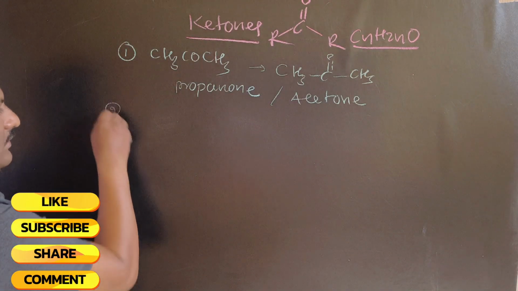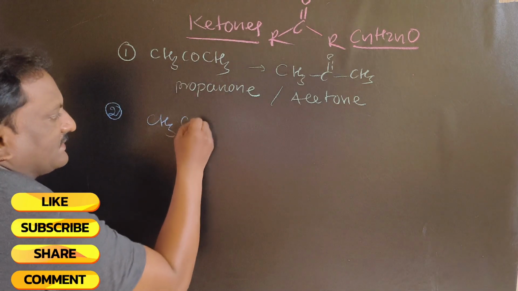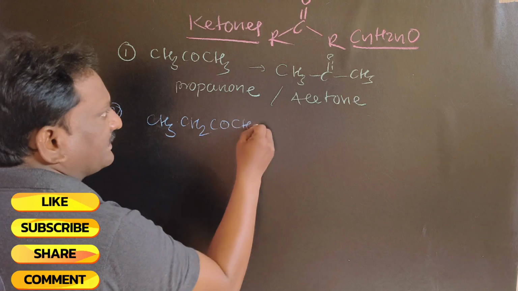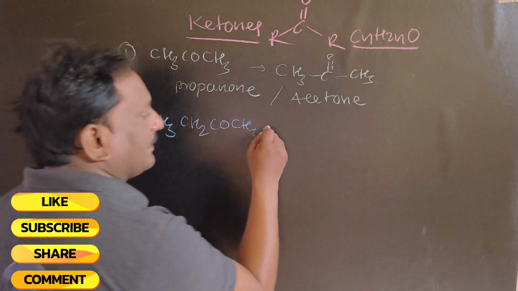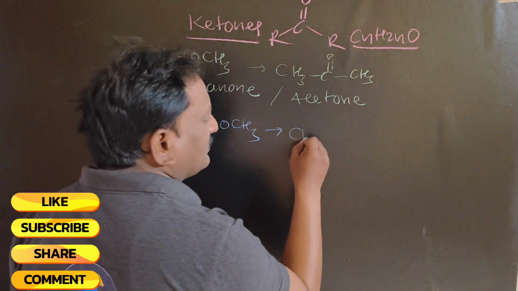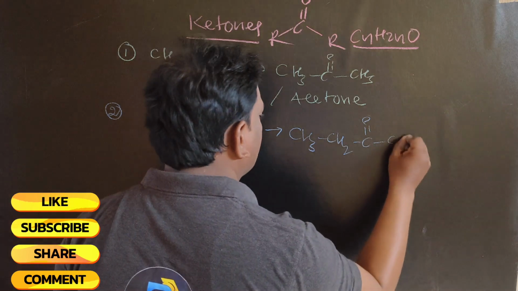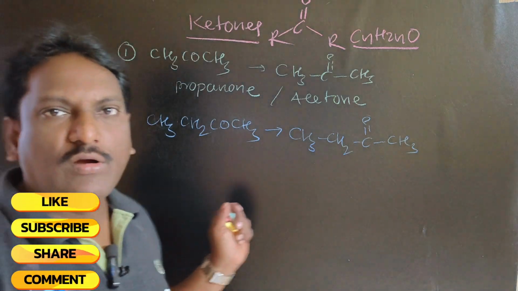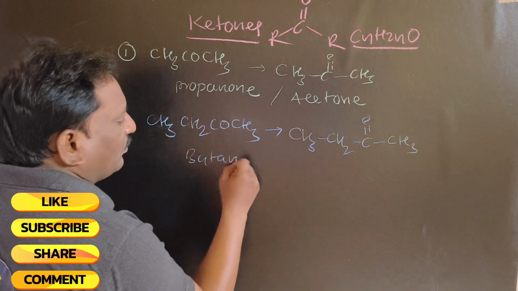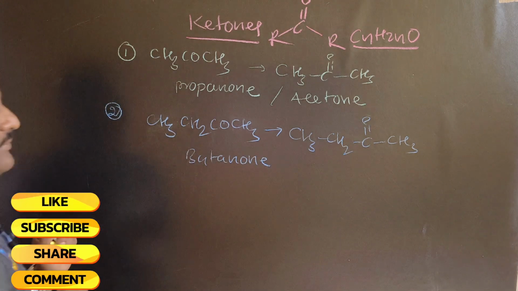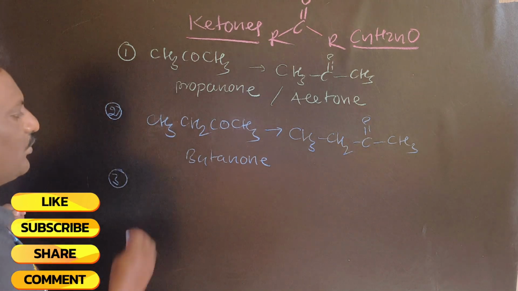Next one. Add CH2 to this one: CH3, CH2, CO, CH3. It can be written like CH3, CH2, C double bond O, CH3. This is called butanone. Next one, the third member, will be pentanone.